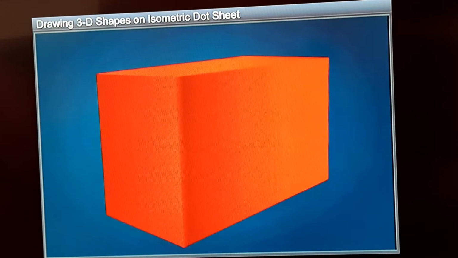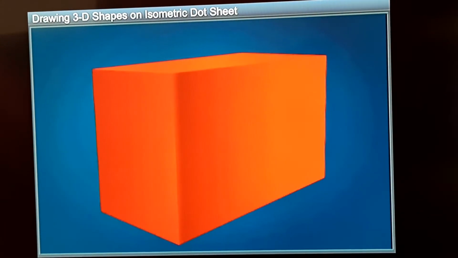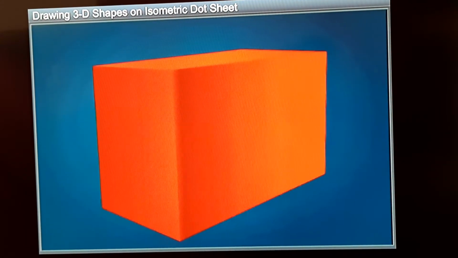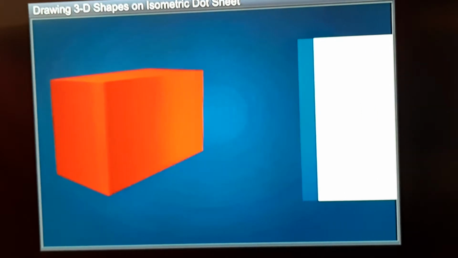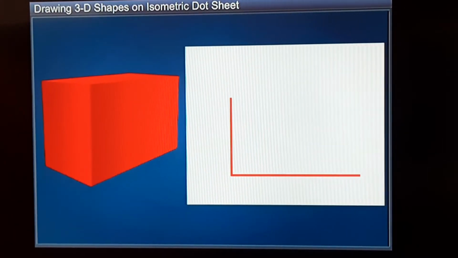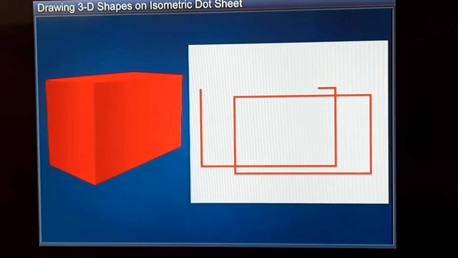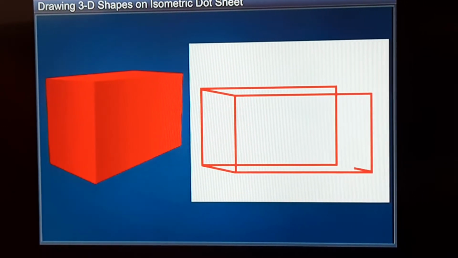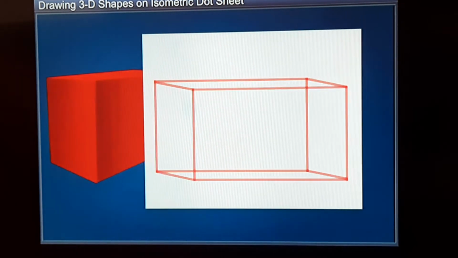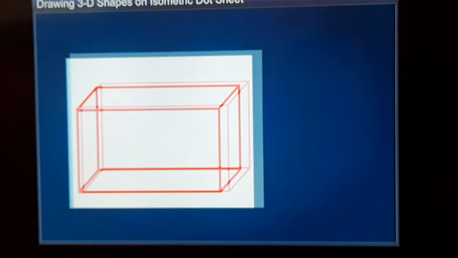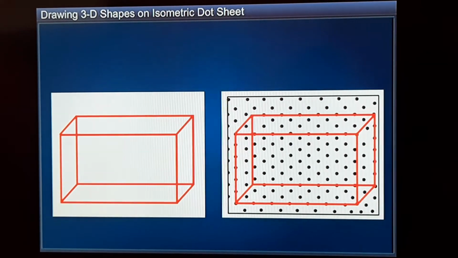For example, here is a solid cuboid. We can draw a figure resembling this cuboid on a flat surface like paper. When completed, the 2-dimensional figure resembles a solid-shaped cuboid. These figures can be drawn as an isometric sketch.